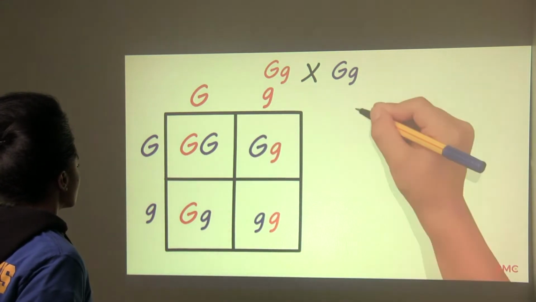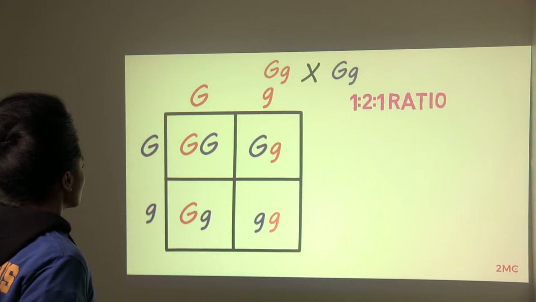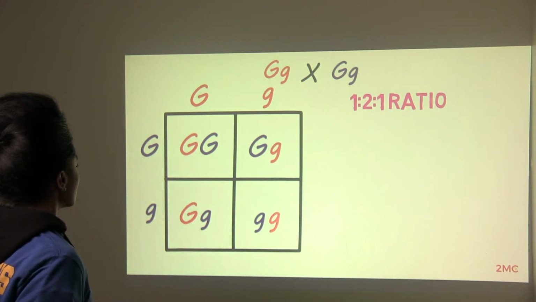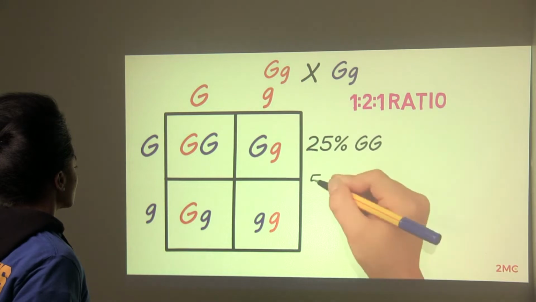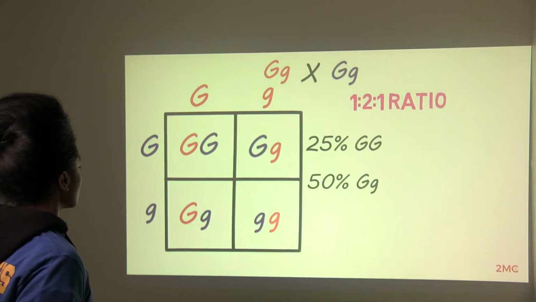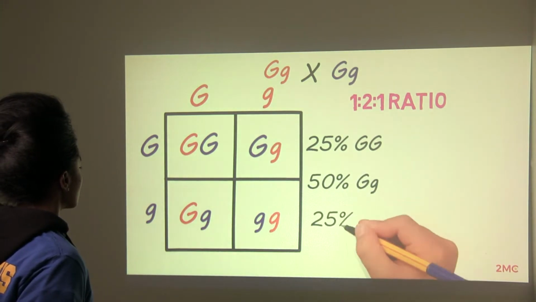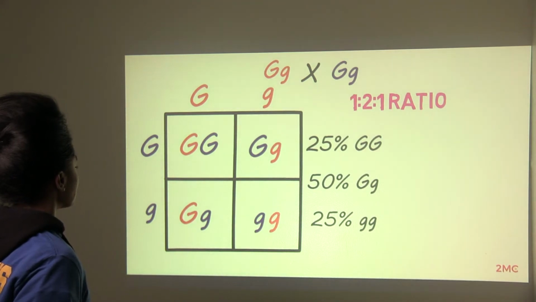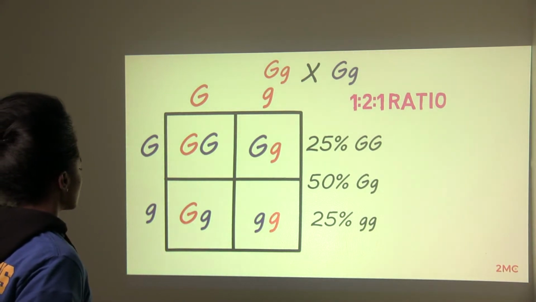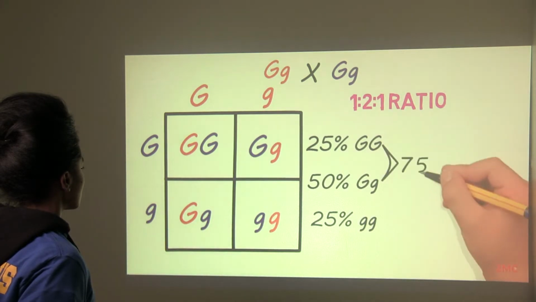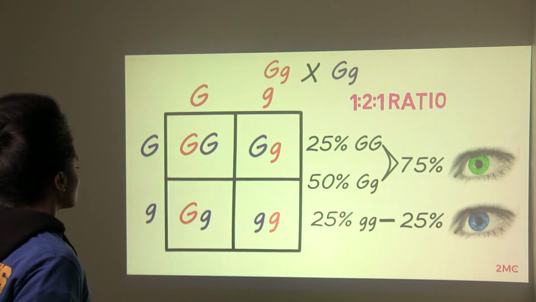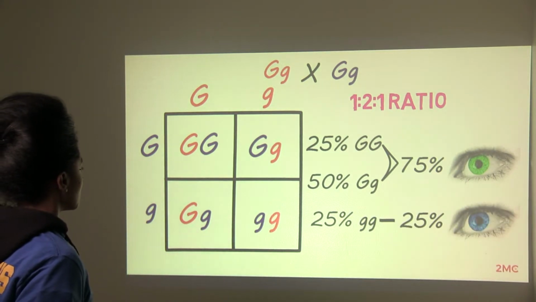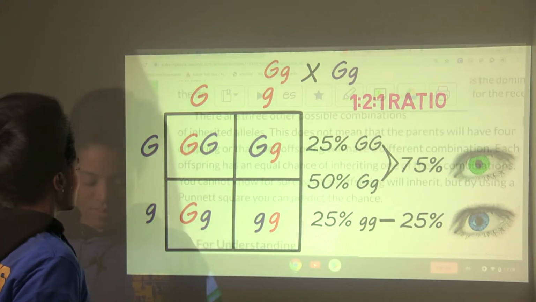So this cross results in a 1:2:1 genotype ratio, with 25% homozygous dominant, or big G big G, 50% heterozygous, or big G little g, and 25% homozygous recessive, or little g little g. The phenotypic ratio would be a 3:1 ratio, with 75% green eyes and 25% blue eyes. Okay, hopefully that helps you understand simple Punnett squares a little better.